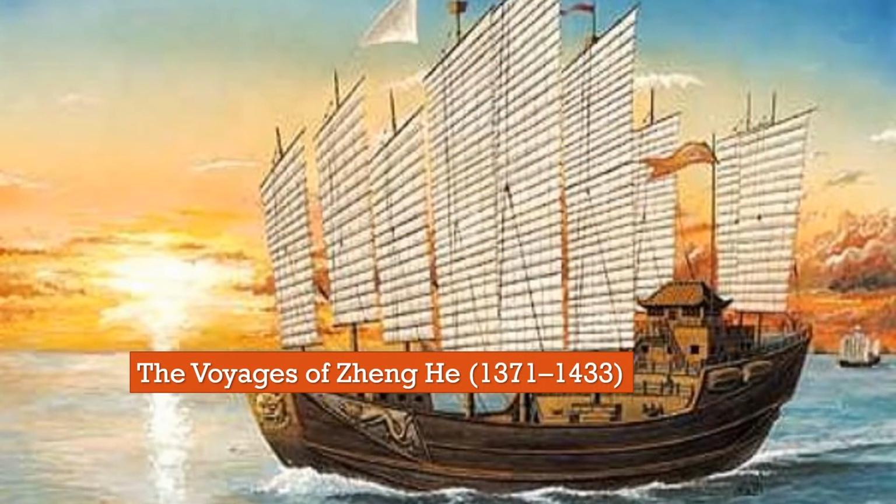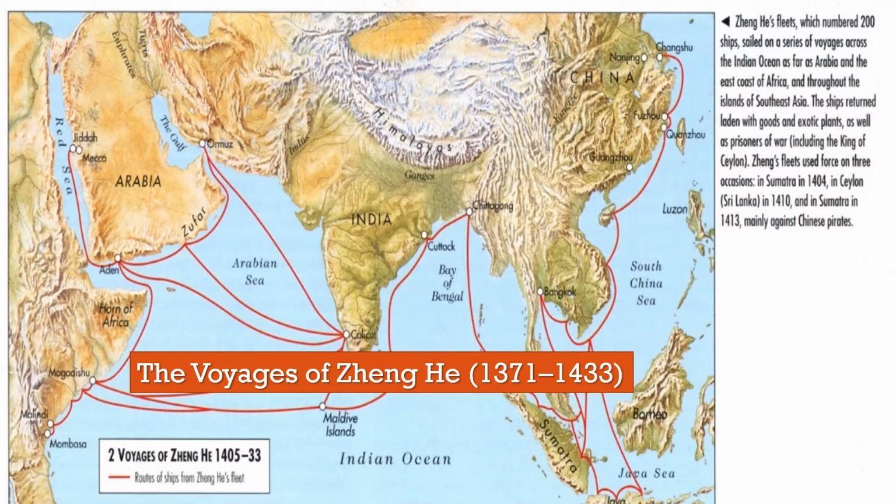Another example, and this is from the Chinese side, are the voyages of Zheng He, which happened again during the Middle Ages in the late 14th, early 15th century. So Zheng He was a Chinese explorer, and he took a fleet of ships from China, and they sailed around Southeast Asia, and then they went around India, over to the Middle East, and then down the coast of Africa, setting up trading posts, exploring the Red Sea. It was quite a significant bit of exploration.